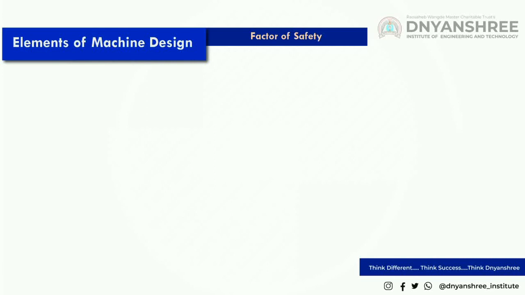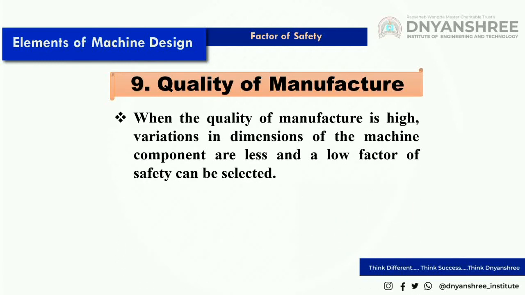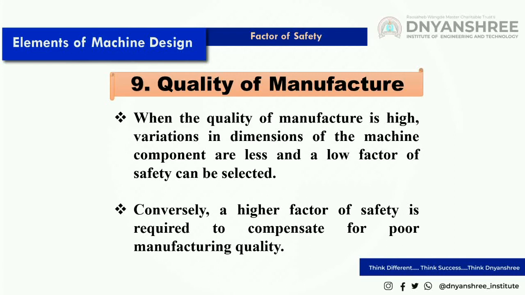Then the ninth factor is quality of manufacture. When the quality of manufacture is high, variations in dimensions of the machine component are less and a low factor of safety can be selected. And conversely, a higher factor of safety is required to compensate for poor manufacturing quality. If manufacturing quality is better, you can select a low factor of safety. If manufacturing quality is poor, you can select a higher factor of safety.